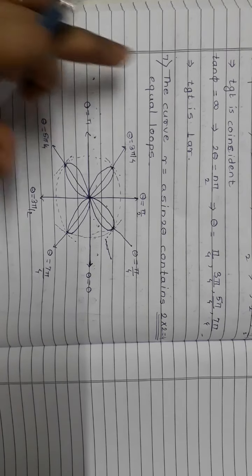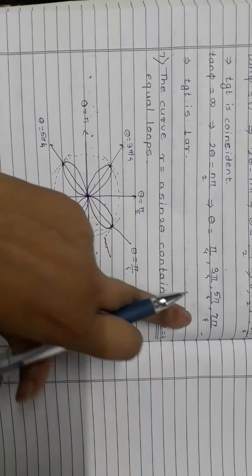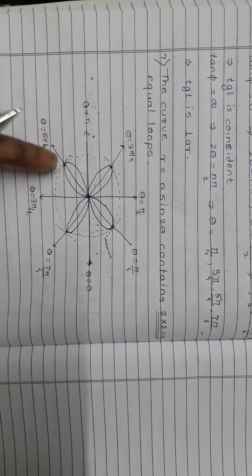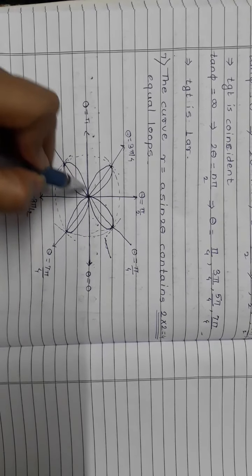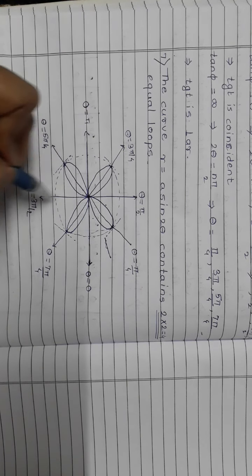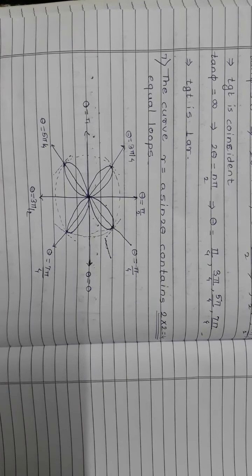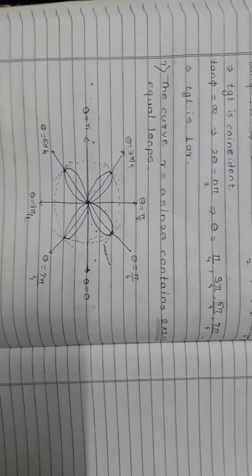Just see where it is perpendicular at pi by 4, 3 pi by 4, 5 pi by 4 and 7 pi by 4. So at these points I am getting perpendicular, and otherwise it is coincident. Coincident meaning these are tangent, right? Similarly, in the previous case also I can draw the tangent.